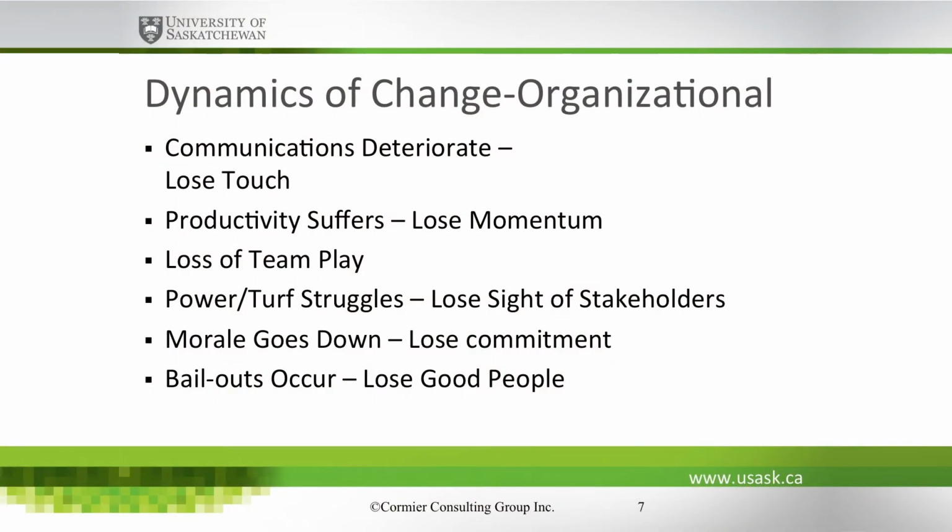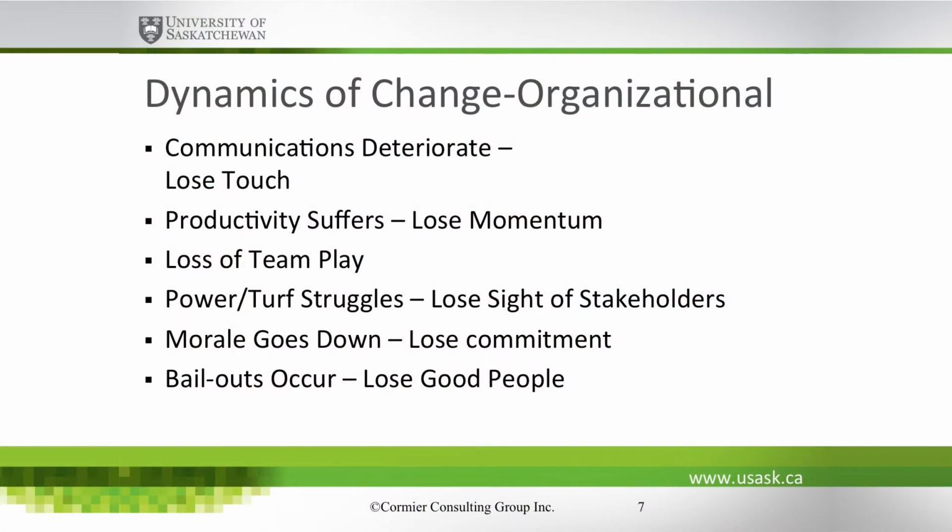Productivity suffers. There can often be a drop in productivity, and people will lose momentum. Loss of team play and power and turf struggles are all about what's going to happen to me. And then it shows up in the organization in this way. When we lose the sense of team play, we also lose sight of our goals. With the power and turf struggles, it's pretty easy to lose sight of what's going on with our customers and our stakeholders. Morale goes down. We can lose commitment. Bailouts occur. You talked about this. So you can lose good people during these times.